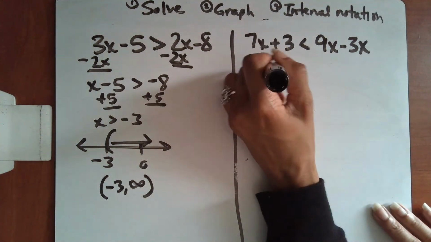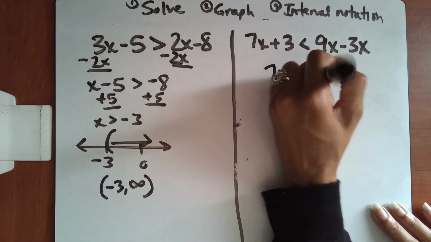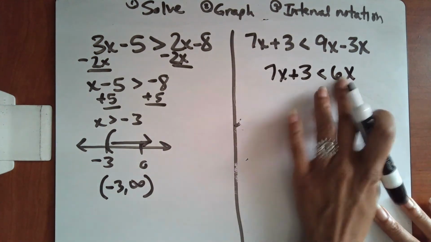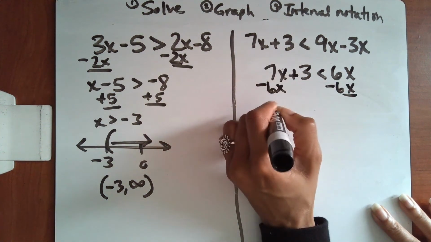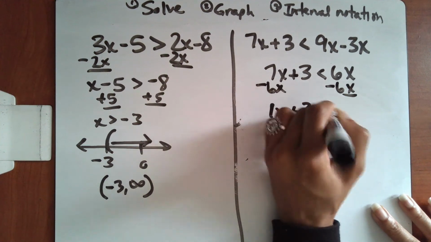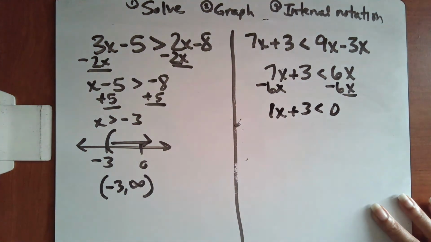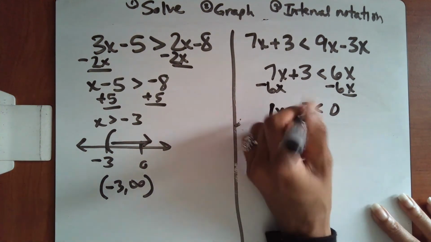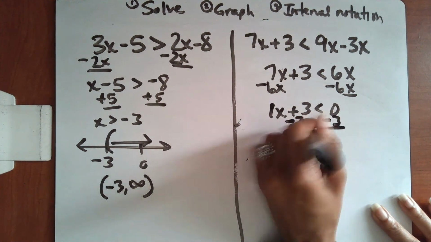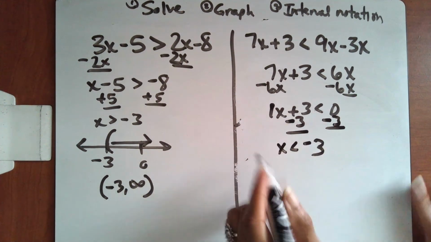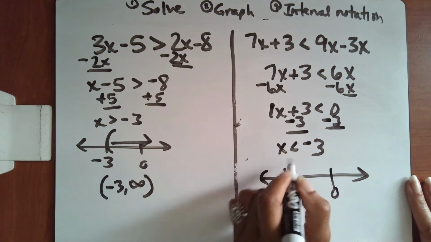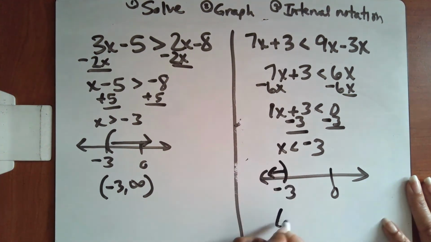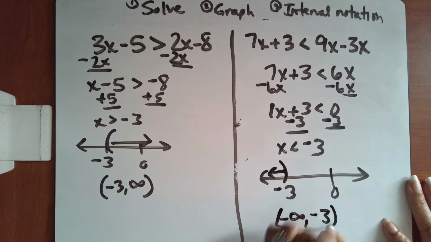All right, so I'm up here. I'm at 7x plus 3 is less than 6x. So I'm going to move the 6x. So let's say you move the 6x. So now you're looking at a 0 on the other side. So now what? Well, now the 3 would move. So x is less than -3. Oh my goodness. Isn't it the same thing I already got? It sure is. Less than. So -infinity to -3.